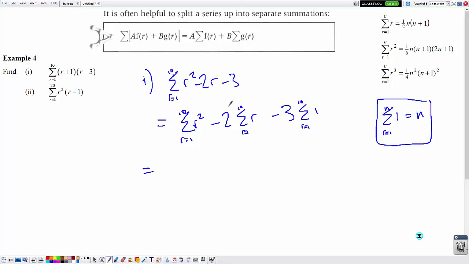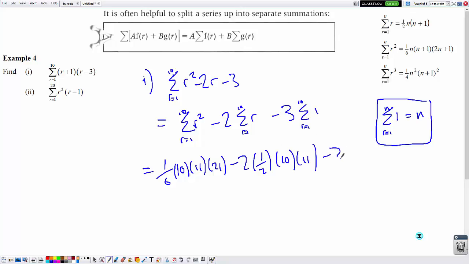So sigma r squared, r goes from 1 to 10, so that's a 6. It does start from 1, which we need to check, so it says 1 over 6. Here it's 10 times 11, which is n plus 1, and 2n plus 1, which is 20 plus 1, which is 21. And this is minus 2 lots of sigma r. Sigma r is what we had before, so it's a half n plus 1. So here again, my n is 10. And I've got minus 3 lots of sigma 1, which is just n. So minus 3n.